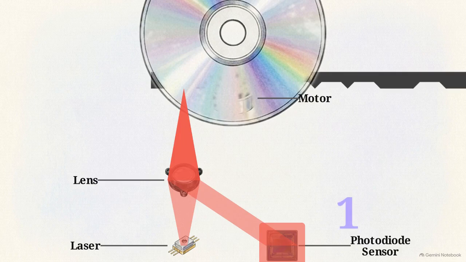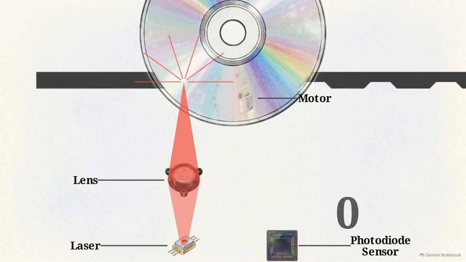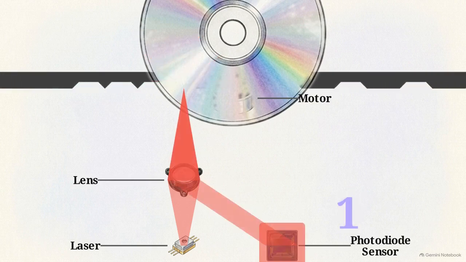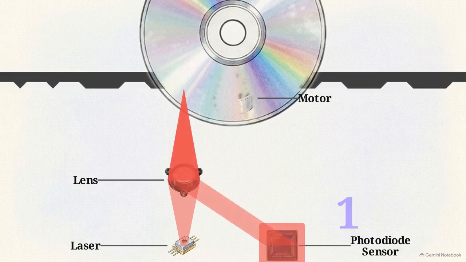When the light strikes a flat land, it bounces off cleanly, reflecting a strong, solid beam straight back into the photodiode sensor. The sensor detects this bright reflection. The computer interprets that pulse of light as a binary 1. But when the laser hits a depression, a pit, the angled edges scatter the light away. The sensor receives no reflection, and the computer registers a binary 0.